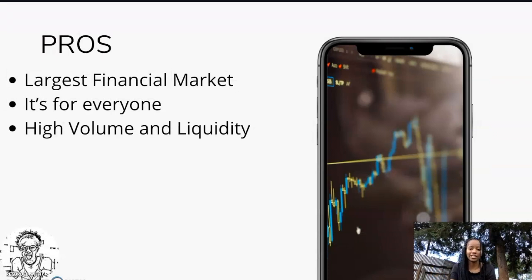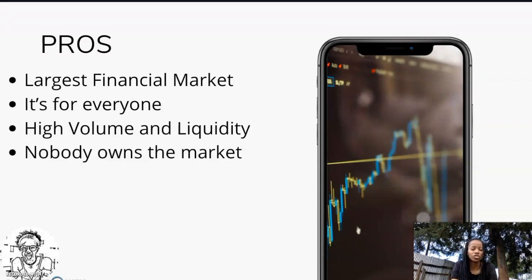High volume and liquidity. Because of so many people trading all around the world, there's high demand and supply of different currencies that you might want to trade. Nobody owns the market, so it's very difficult to influence the supply and demand of different currencies.